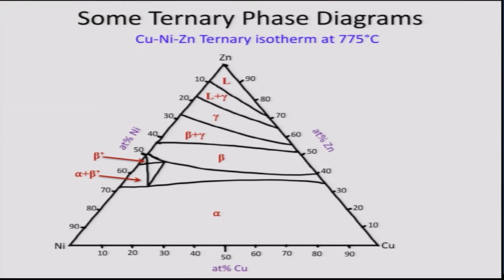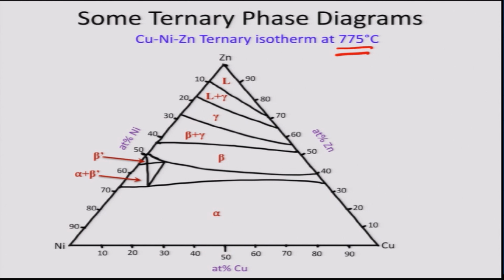Now there may be intermediate phases forming, and we may have more complicated looking ternary isotherms. One such example, not so complicated though, but having intermediate phases, I have shown here. This is a ternary isotherm of copper, nickel, zinc at 775 degrees centigrade. This is not a very accurate isotherm. I am just showing the schematic which I have drawn.